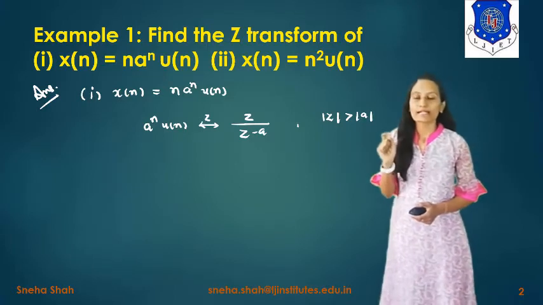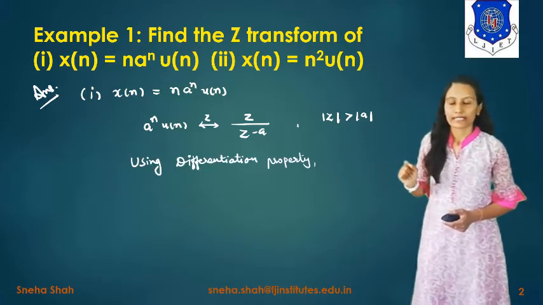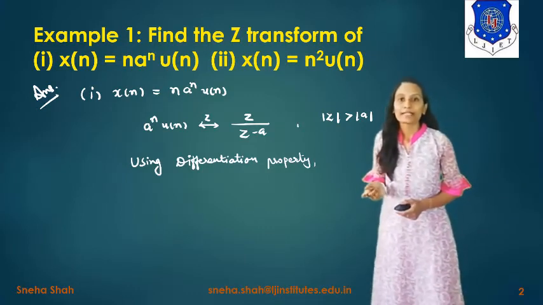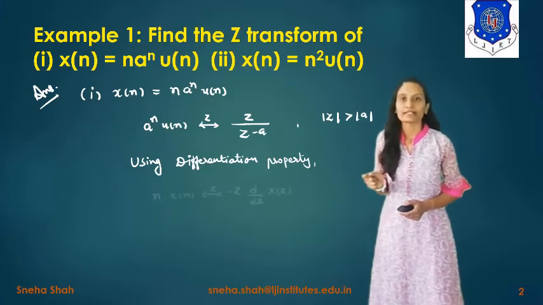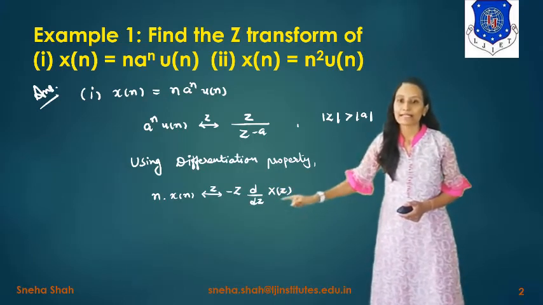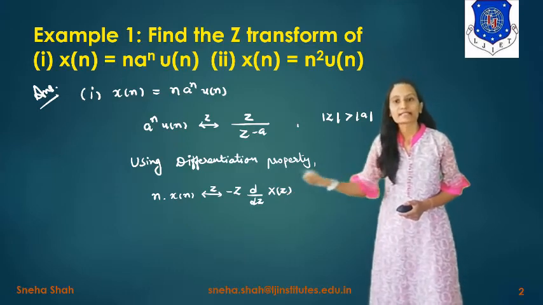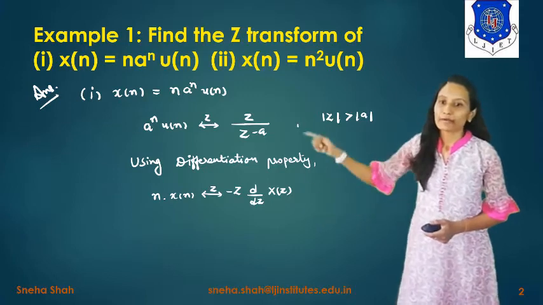To find its Z transform, we will use the differentiation property. What is the differentiation property? If we multiply x of n, the input signal, with n, then its Z transform will be minus z d by dz x of z. It means differentiation in the z domain. So we will apply this property over here.